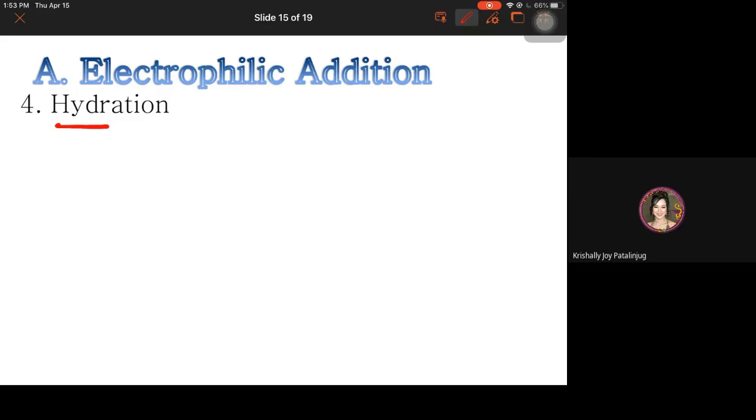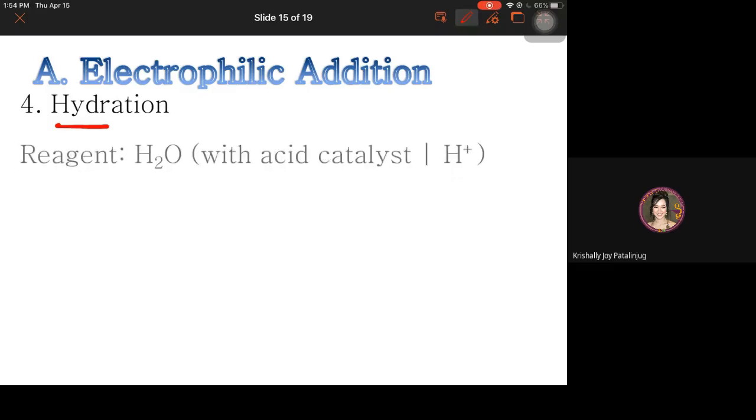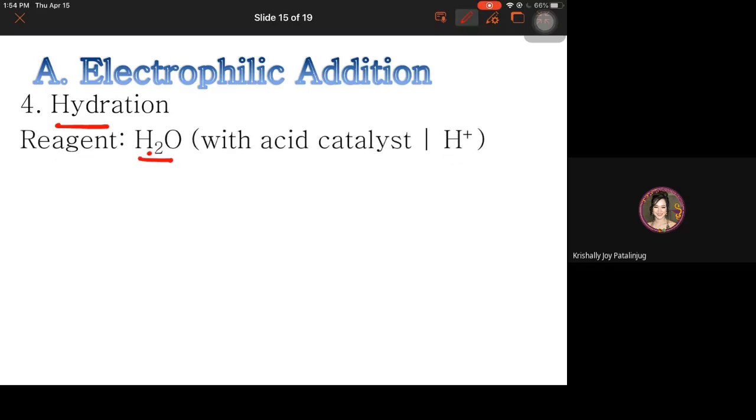What do you think is being added in a hydration reaction? Very good. Water. Right? If you hydrate, you're adding water. Okay? Hydrogenation and hydration are different, because in hydrogenation, hydrogen gas is added, while in hydration, water is being added. The H2O is being added. So the reagent here is H2O.